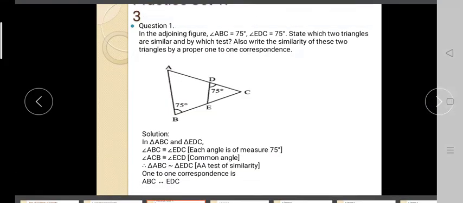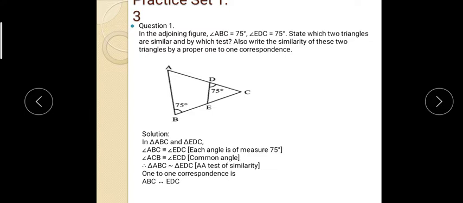So from the exercise, practice set 1.3, we have to learn it. Now see question number one. In the adjoining figure, angle ABC is equal to 75 and angle EDC is equal to 75. State whether the two triangles are similar and by which test. Also write the similarity of these two triangles by the proper one-to-one correspondence. All of you know that one-to-one means B is equal to D, so B will come first, then D.